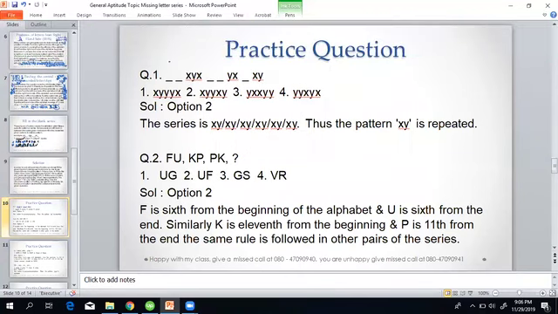X, Y, Y, then X and Y. X, Y, X, Y, X, Y, X, Y, X, Y, X, Y. So it is making a pattern. X, Y is repeated. That's why option 2 is the correct answer.